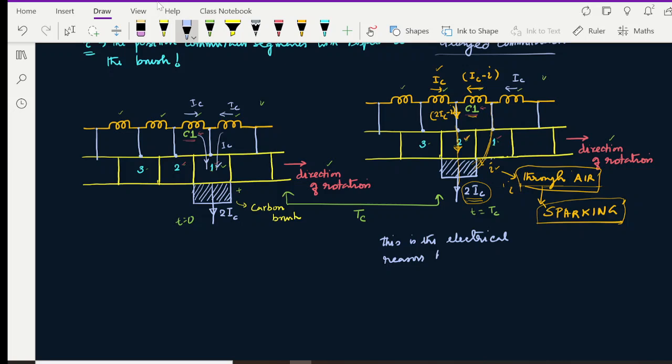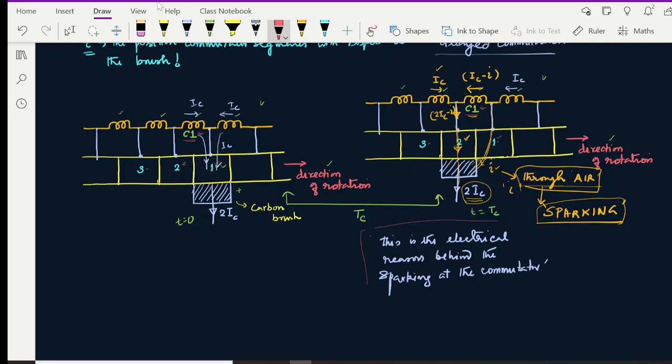So what I want to conclude here is, this is the electrical reason behind the sparking at the commutator. And very interestingly, that sparking happens at the trailing edge of the brush.